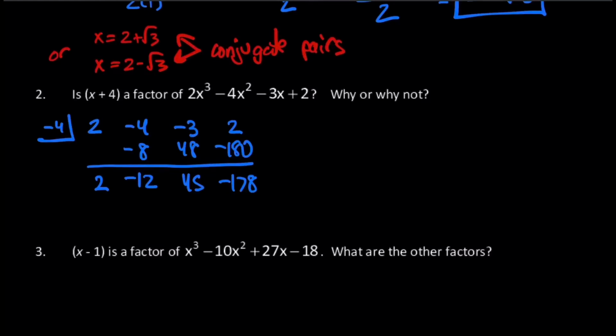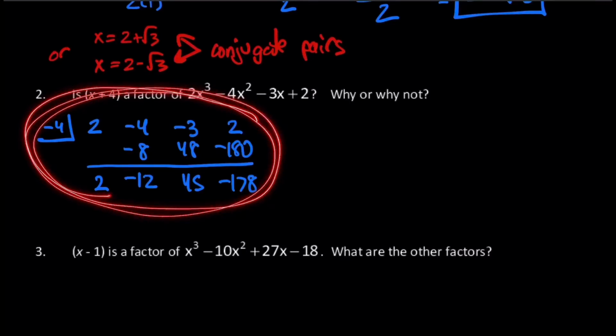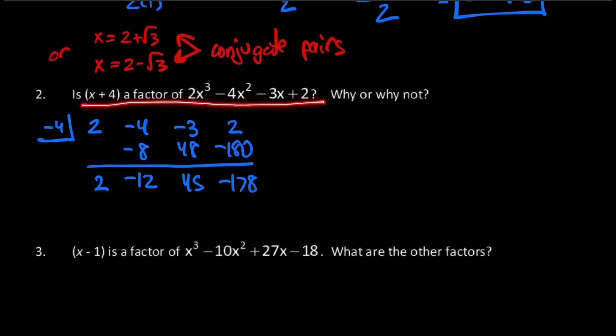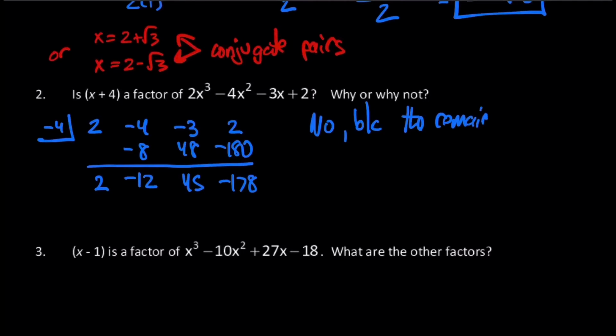But how do we answer the question? What do we use in this process to answer this question? Is it a factor? So I need a yes or no. I'm going to look here. That does not equal 0. So the answer is no, because the remainder does not equal 0.